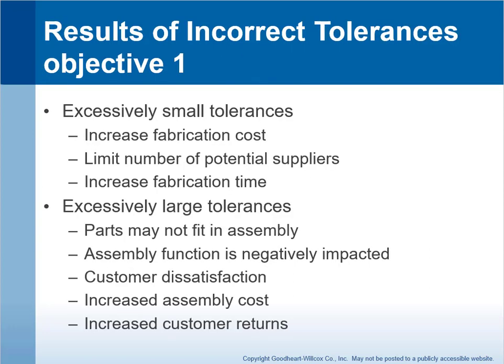Now, for objective 1, we're going to go through some results of incorrect tolerances. If you put too tight of tolerances on your parts, your costs are going to go up, and you're going to limit the number of potential suppliers. Not all machining houses can handle all of those tight tolerances. It's also going to increase the fabrication time, again driving up costs.